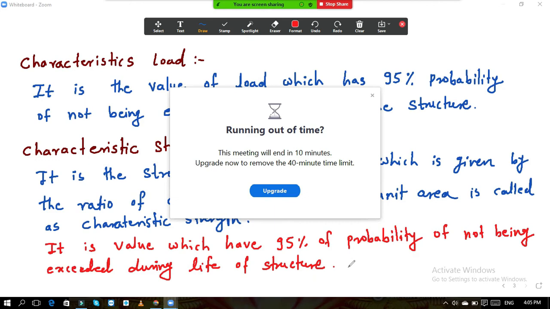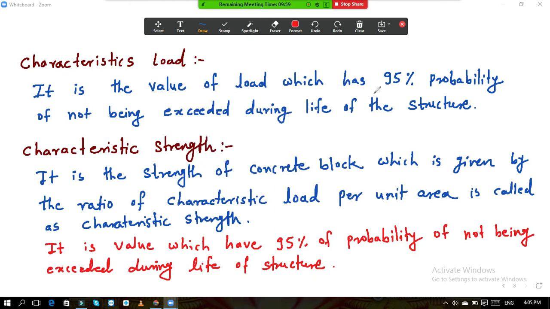Okay, so what the definition tells us about characteristic strength: simply, if you take the characteristic load and divide it by the cross-sectional area, then you will get this characteristic strength. This is the one thing. The second thing is that it is the value which has 95% of probability of not being exceeded during the life of the structure. It is the same as for the characteristic load, also a 95% probability.